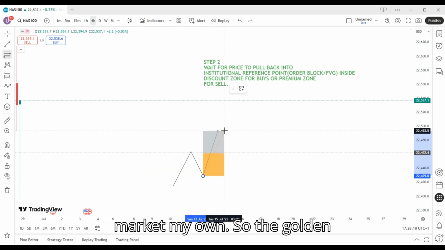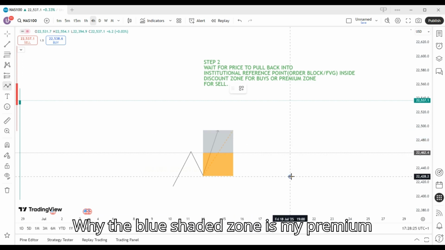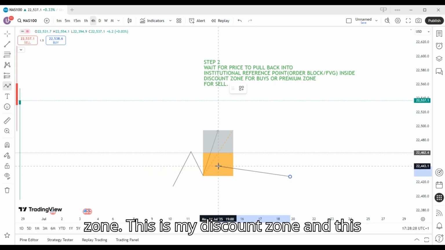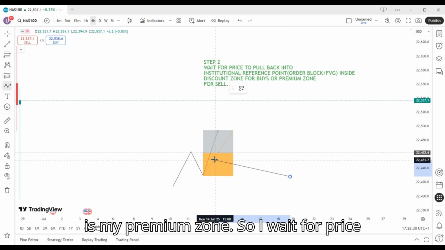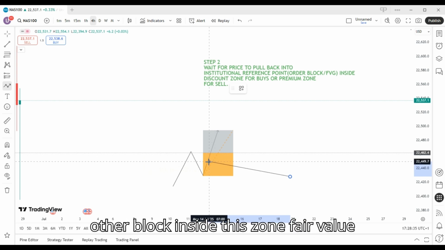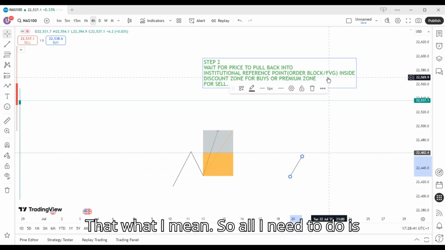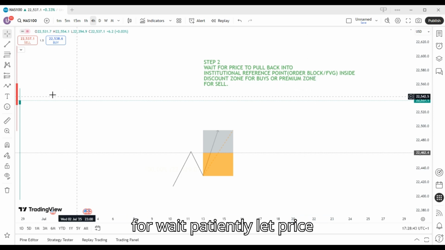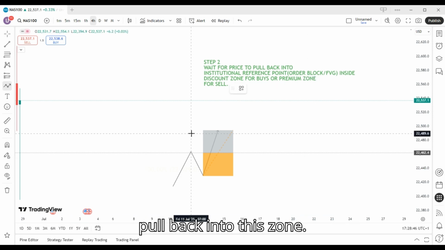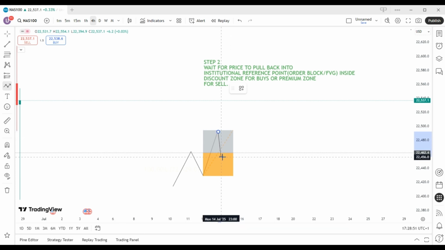I use color to demarcate my own. So the golden shaded zone is my discount zone, while the blue shaded zone is my premium zone. So I wait for price to pull back inside this institutional reference point. I'll be looking for an order block inside this zone, or a fair value gap inside this golden shaded zone. That's what I mean. So all I need to do is wait patiently, let price pull back into this zone.